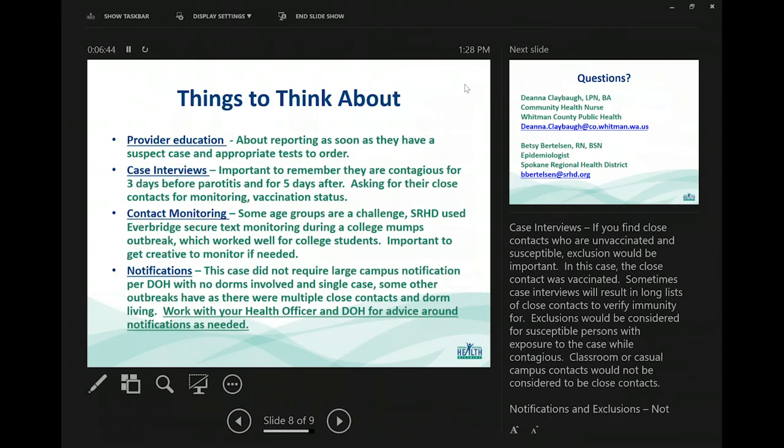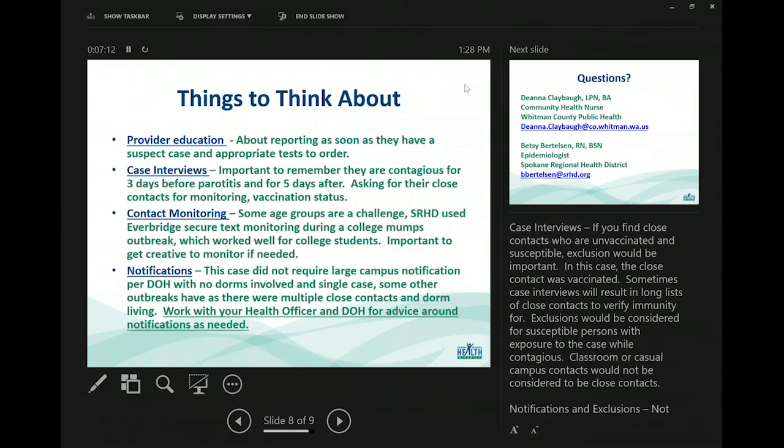So some things to think about with mumps case investigations. First would be provider education. I think all of our counties want to continue to do a really good job with educating about reporting as soon as providers have a suspect case and appropriate tests to order, and making sure we can help provide information of where those should be going to, if they should be going through the public health lab, or if they're testing commercially, kind of try to have a track on that.